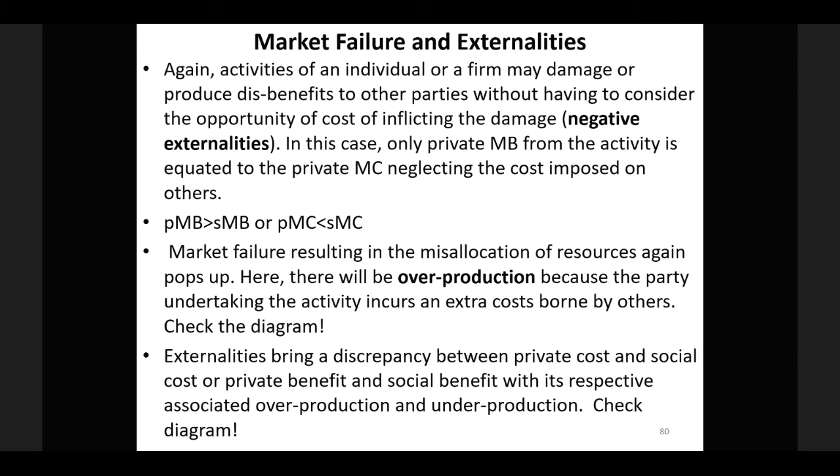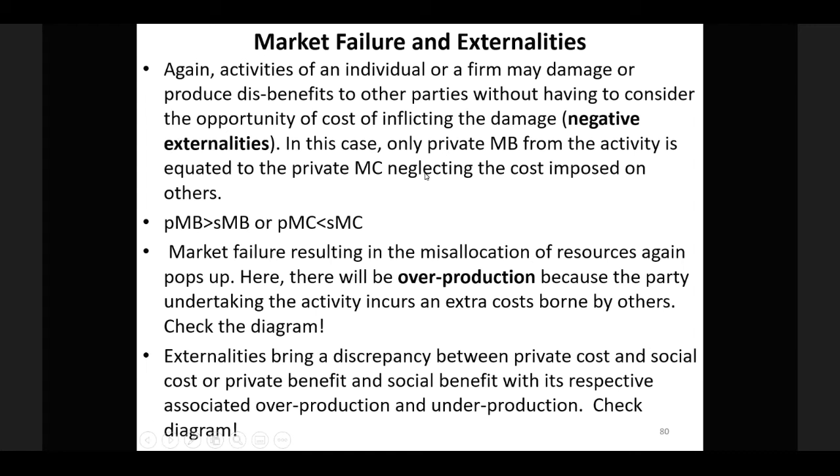Secondly, we can also talk about negative externalities, or negative diseconomies, or external diseconomies here. When an individual or firm creates a damage or produces a disservice or disbenefit to other parties without having to consider the opportunity cost of inflicting this damage on the others, this is a case of negative externality.